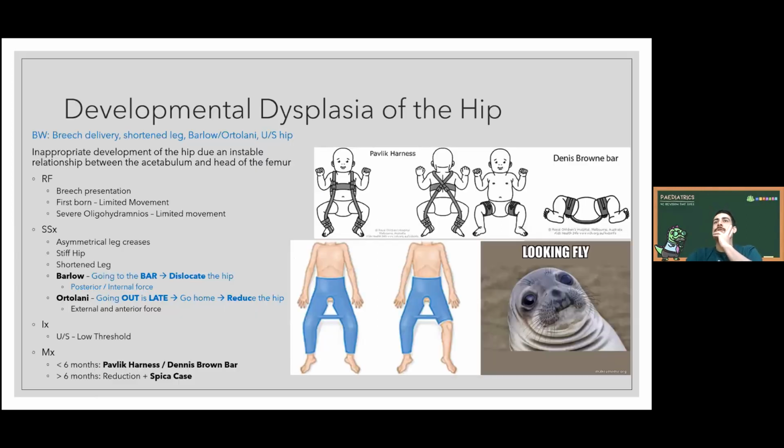Great, so this is DDH. DDH is when there's inappropriate development between the head of the femur and the acetabulum. And so there are very unstable hips. And this usually occurs during delivery.